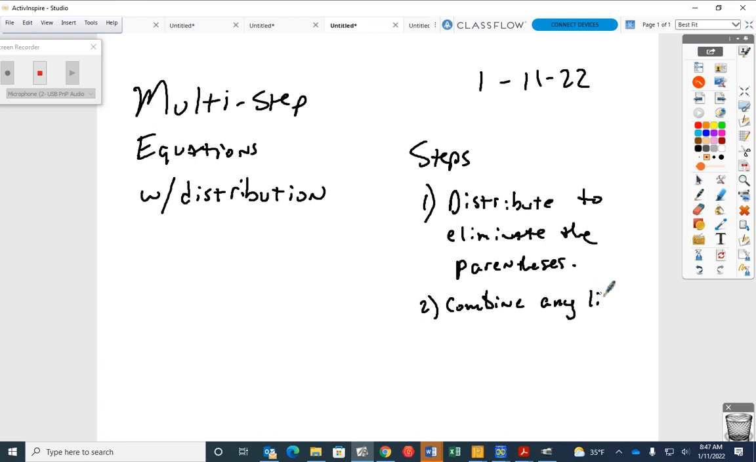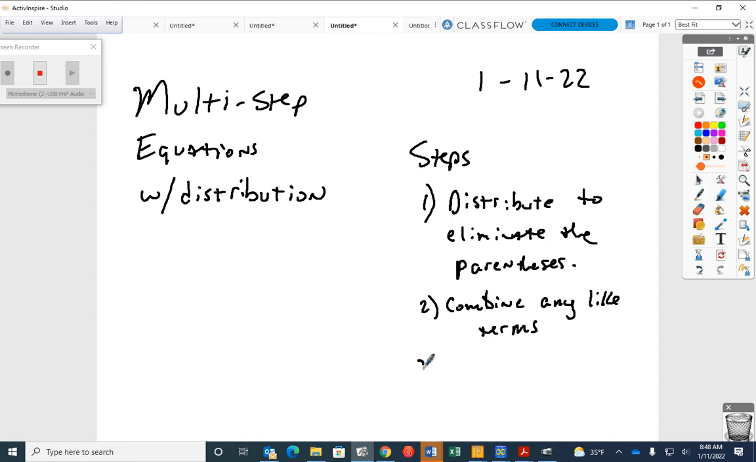What are like terms? Can somebody remind me what like terms are? What are like terms, Jeremy? Terms that have the what? Same numbers? No. Same variable. Same variable. What else? Same exponent. Okay. So we're going to combine like terms.